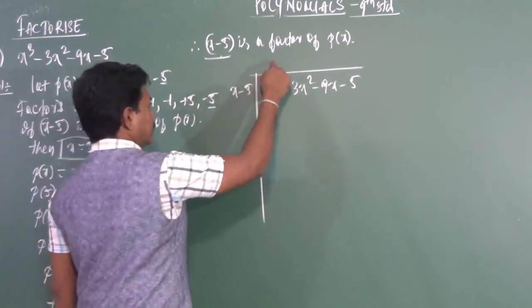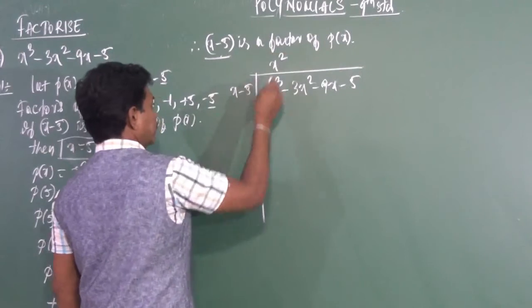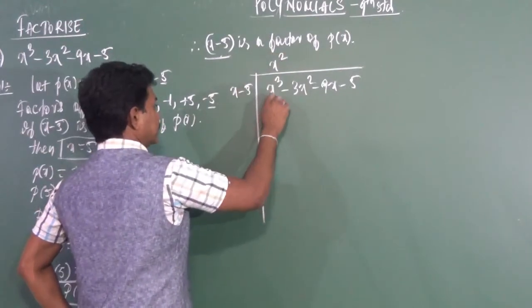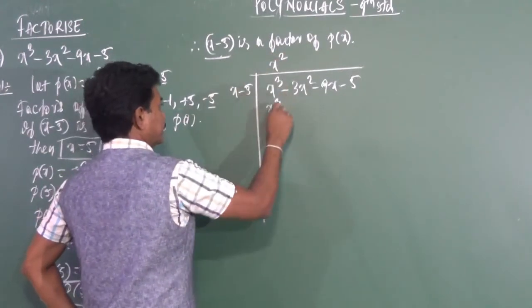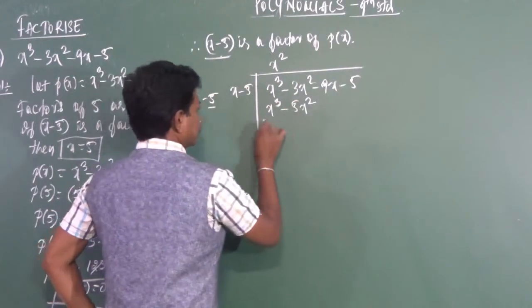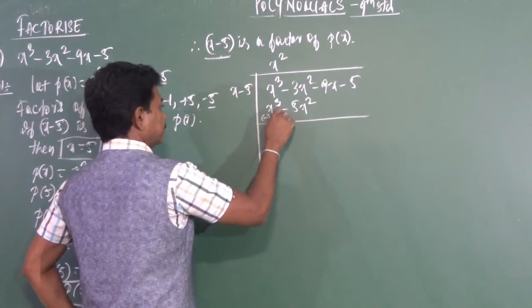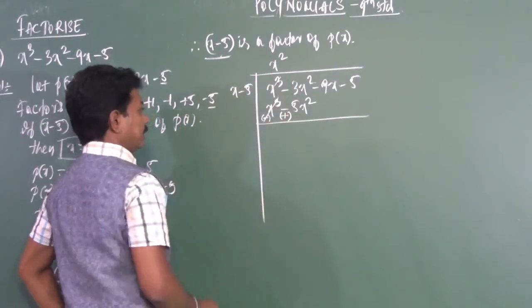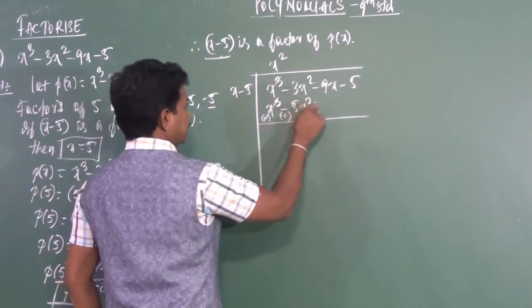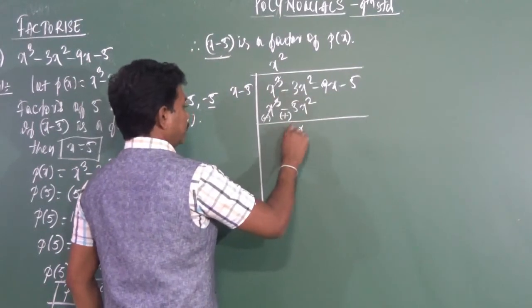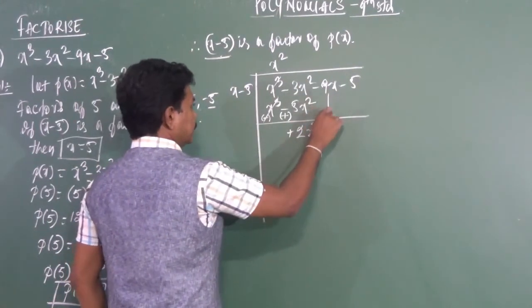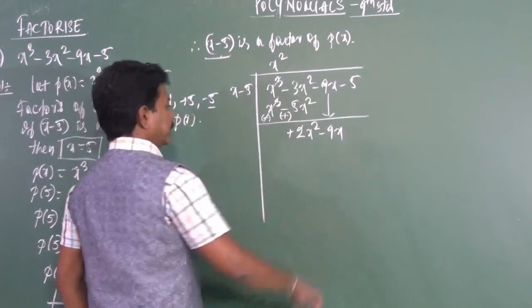So x into what gives you x cube, that is x square. x into x square is x cube, minus 5 into x square is minus 5x square. So subtract this from this, so signs change. x cube minus x cube cancels. Plus 5x square minus 3x square is plus 2x square. Take this term down, that is minus 9x.